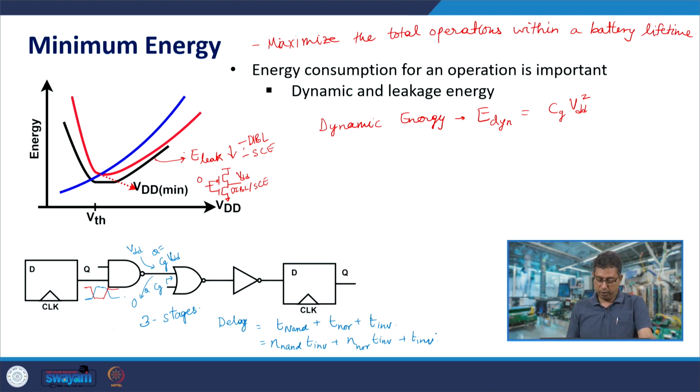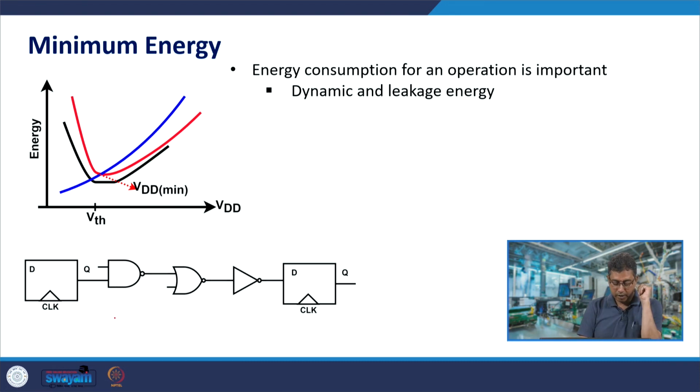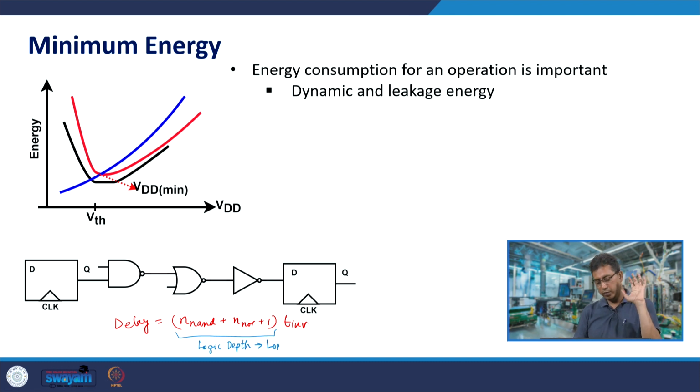Here you could have taken T inverter to be common. So, we can write the total delay of the path as n NAND plus n NOR plus 1 into T inverter. This we call logic depth, LDP, in terms of inverter delay. Now, one may ask a question, what is the load of the inverter? We can take it to be the FO4 inverter delay. So, I would like to call it FO4 inverter delay.